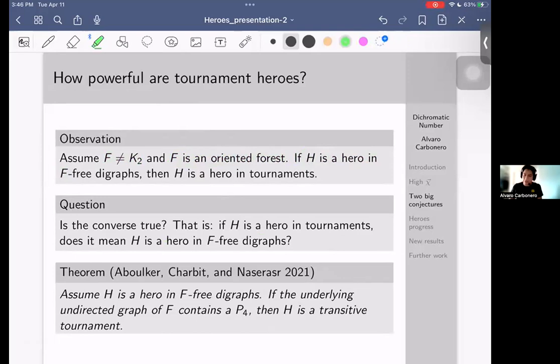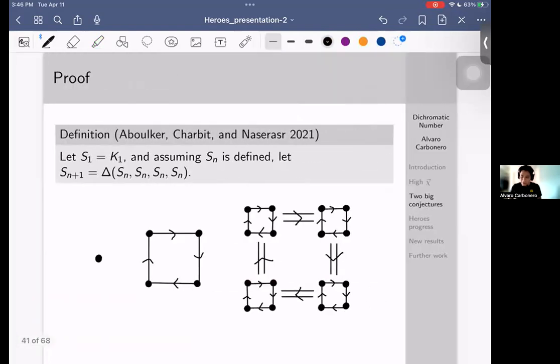Abulker, Charbit, and Nasserars, in their quest to divide the field into two conjectures, proved this theorem: assume H is a hero in F-free digraphs. If the underlying undirected graph F contains a P4, a path on 4 vertices, then H is a transitive tournament. So the only heroes that work when the underlying undirected graph of F contains a P4 are transitive tournaments. And the proof is actually very simple.